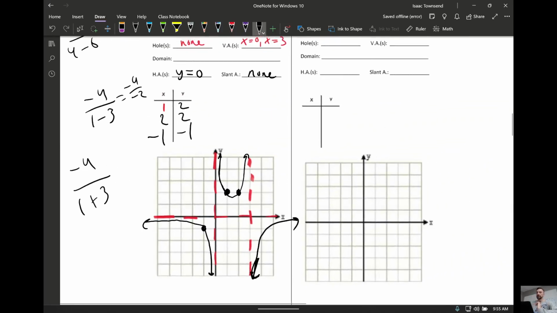And now that I've got that down, I can answer domain pretty easily. It hits all of these x values from -infinity to 0. Then it hits the x values from 0 to 3. And then it hits all the x values from 3 to infinity.